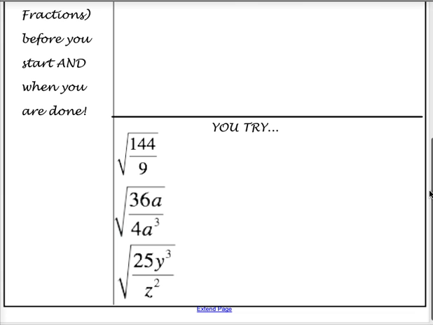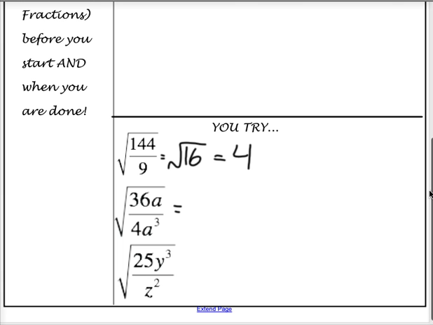So let's keep working. So 144 divided by 9. Now if you type that into the calculator, 144 divided by 9 actually is just 16. And you should note 16 is a perfect square. So when you square root 16, you get 4. All right, looking at our next one.